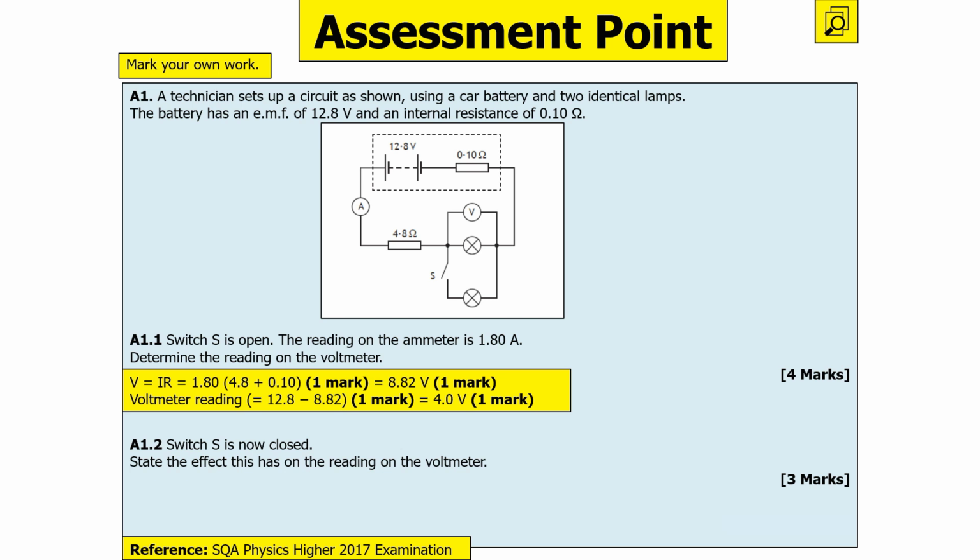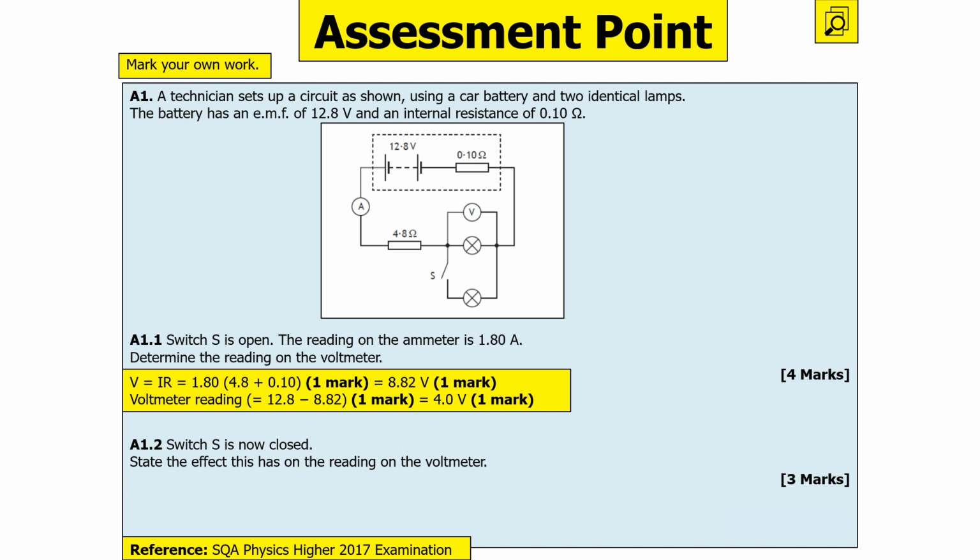So therefore the reading on the voltmeter will be the difference, because whilst we know that V is 8.82 in that particular part of the circuit, we also know that the EMF coming into the circuit is 12.8 volts. So therefore the difference must be the voltmeter reading, which is 4 volts.